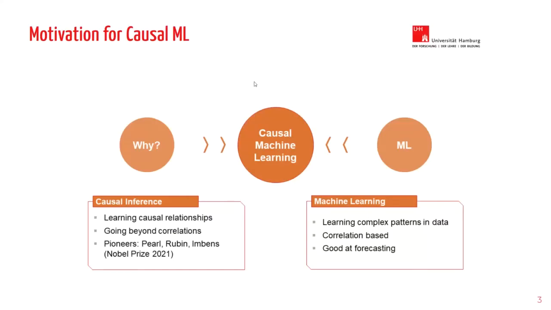Okay, we'll start with a short motivation for causal machine learning. So I think for many people, it's not really clear what causal machine learning actually is. So here we have a little diagram to illustrate the meaning of the term causal machine learning. You can consider causal machine learning as the intersection or common ground for two different disciplines of research.